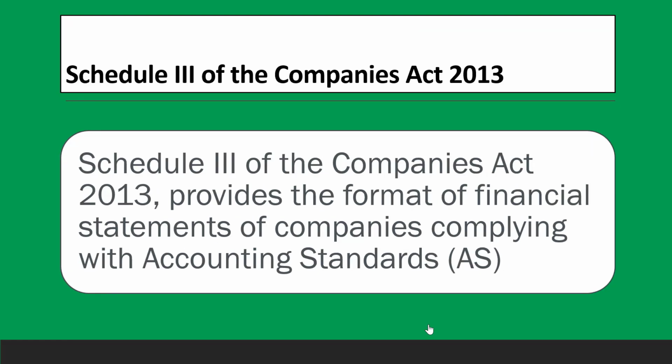Schedule 3 of the Companies Act provides the format of financial statements of companies compliant with accounting standards. There is a Schedule 3, which was earlier called Schedule 6 in the 1956 Companies Act. All your financial statements should be made strictly in the manner prescribed under Schedule 3. So we'll look into that. That's very interesting. And they have to comply with all the accounting standards. So once the auditor comes, he says that the company has made its books of account as per Schedule 3, and that it complies with all the accounting standards mandated by the government of India.